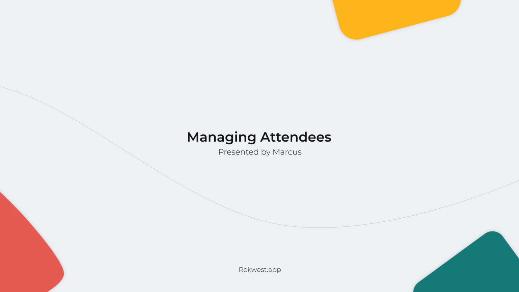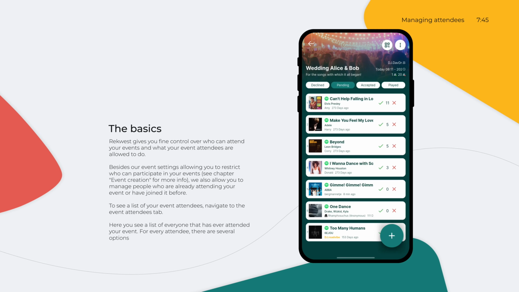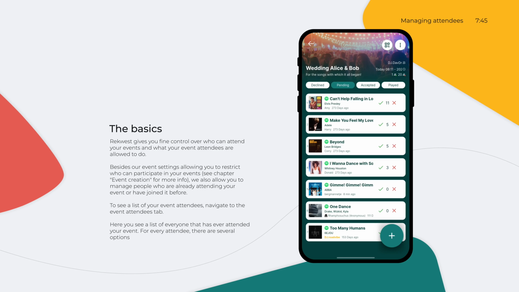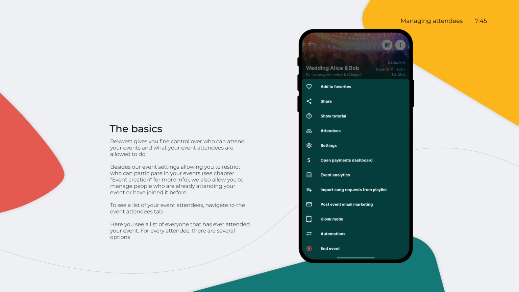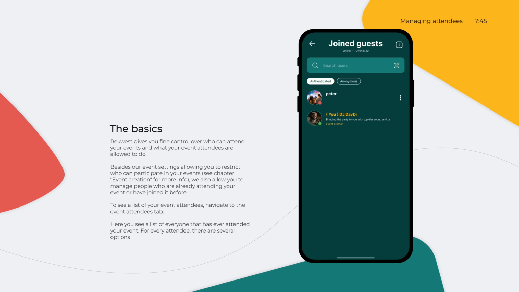Managing attendees. Request gives you fine control over who can attend your events and what your event attendees are allowed to do. Besides our event settings allowing you to restrict who can participate in your events, we also allow you to manage people who are already attending your event or have joined it before. To see a list of your event attendees, navigate to the Event Attendees tab.